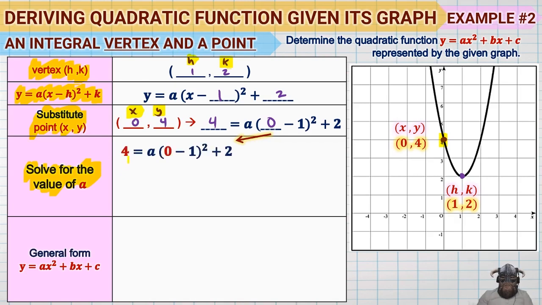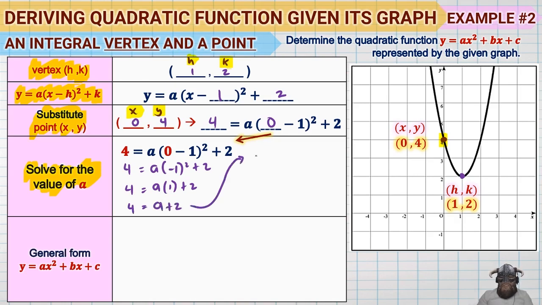So, rewrite lang natin siya ulit. Ito na siya. So, 4 is equal to a times the quantity 0 minus 1 squared plus 2. Simplify natin. 0 minus 1 will be equal to negative 1 quantity squared plus 2. Then, simplify ulit natin. 4 is equal to, pwede nating square si negative 1. Magiging positive 1 na siya. Plus 2. Then, 4 is equal to a times 1 will be equal to a plus 2.